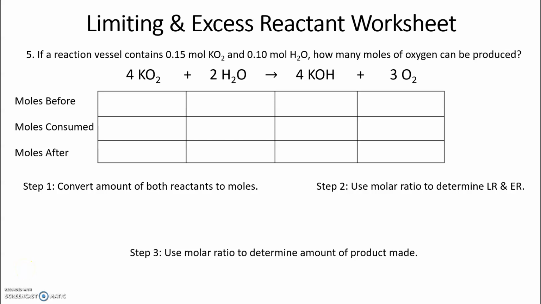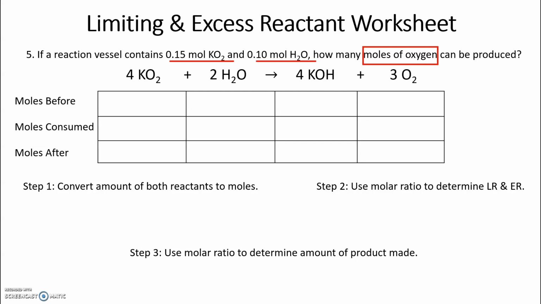Next, we're going to work through number 5 on the limiting and excess reactant worksheet. If a reaction vessel contains 0.15 moles of KO2 and 0.10 moles of H2O, how many moles of oxygen can be produced? So we're going to notice that we are starting out with our moles of both reactants, and the end goal is to convert to moles of product that can be produced. So we're going to utilize our BCA table again in this example, just like the question we just worked together.